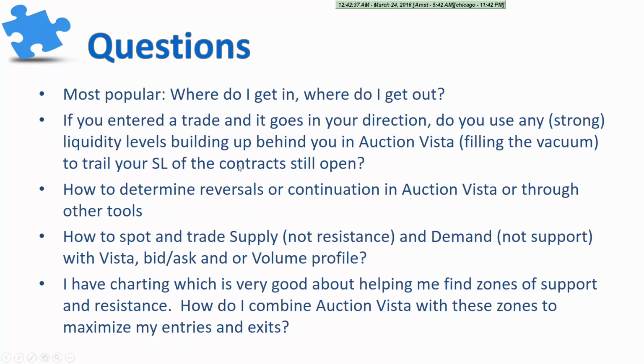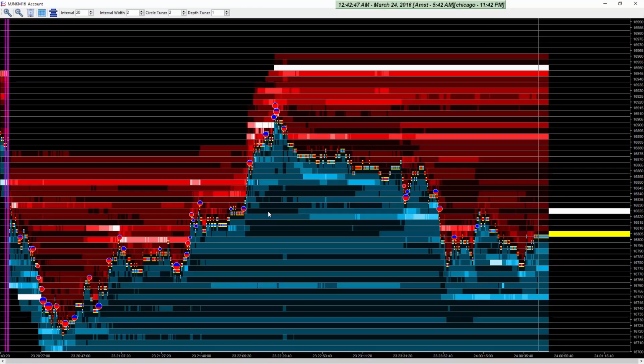How do we determine reversals or continuation in Auction Vista or through other tools? Well, there are two kinds of reversal that occur in the market. There's a full reversal: if the market's in an intraday trend, the market will often put in 3 or 4 opposing intraday trends, and I call those full trend reversals. And then the other kind of reversal is a pullback.